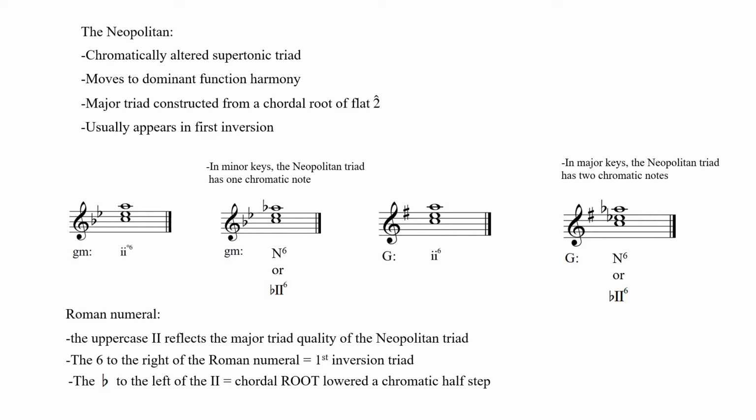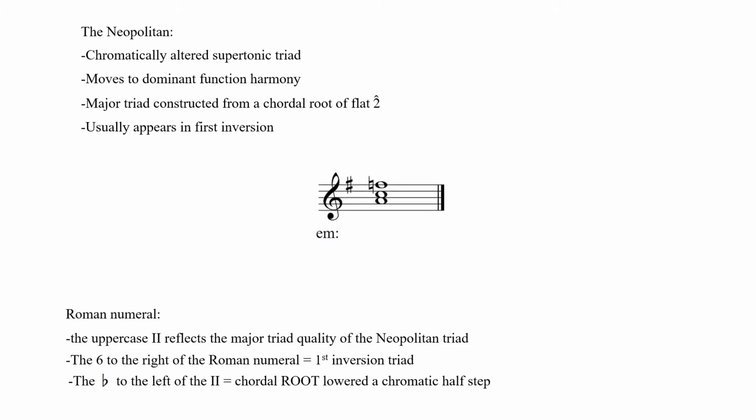It is also worth noting that the flat to the left of the Roman numeral is used anytime the chordal root has been lowered a half step, even if a natural has been used in the actual music to lower the chordal root, such as the Neapolitan chord within the key of E minor. A natural has been used to lower scale degree 2, the chordal root, a half step from F sharp to F natural. The chord is still analyzed as N6 or flat 2/6, as the flat to the left of the Roman numeral indicates a lowered root, regardless of whether a flat or natural accidental has been used in the actual piece of music to lower that chordal root.